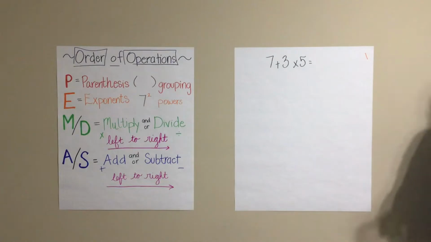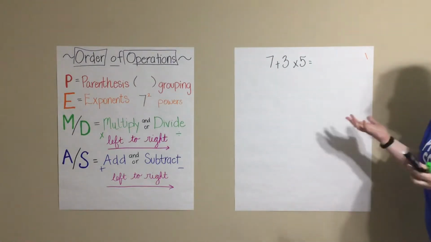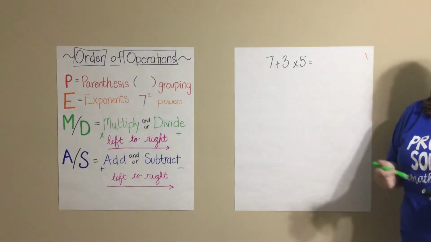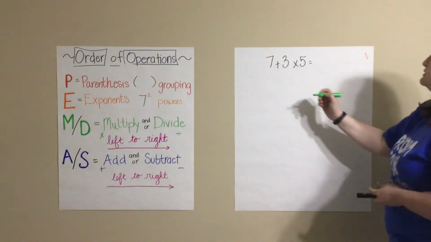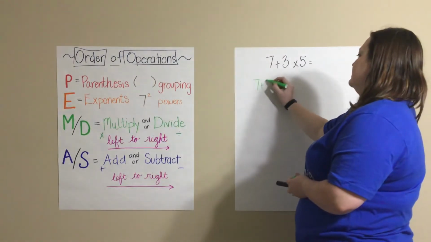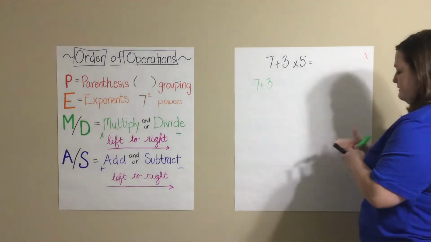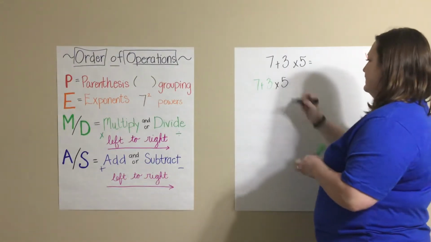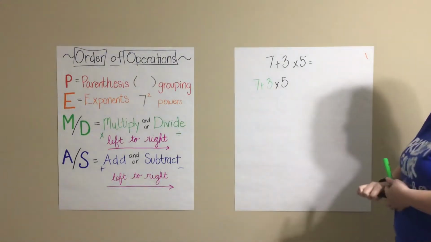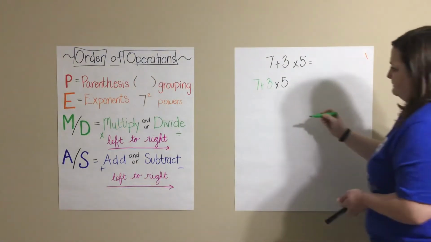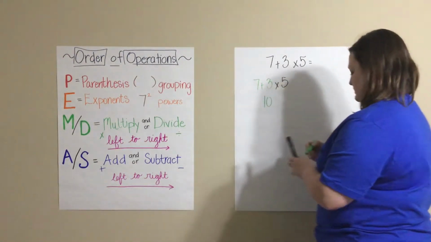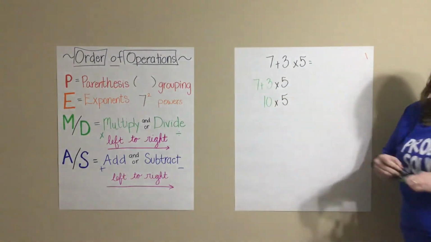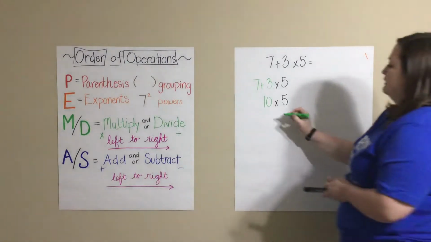All right, so first I'm going to go just left to right. How we solve most equations, we start with the 7 and we work our way through. So that means that I'm going to start with the 7 plus 3 first. Okay, go ahead and write out the rest of my equation here. Okay, so what is 7 plus 3? 10. Okay, so now we have 10 times 5, which equals 50.